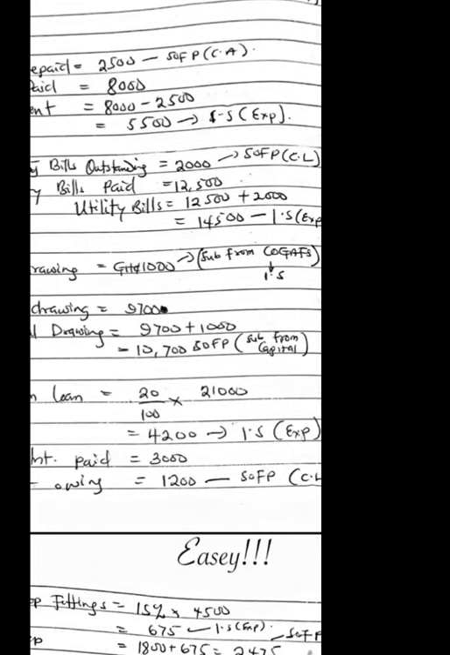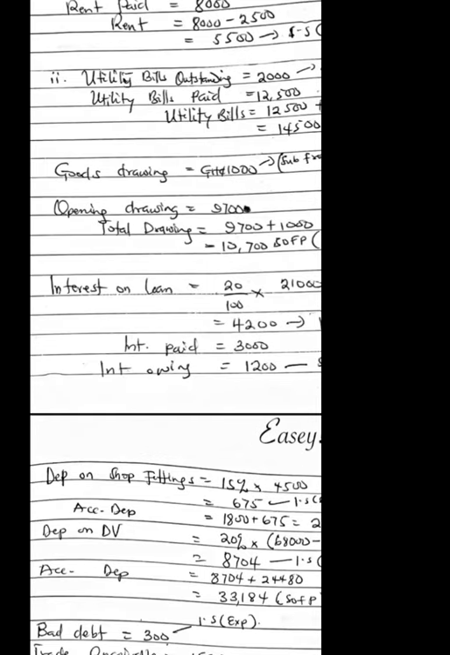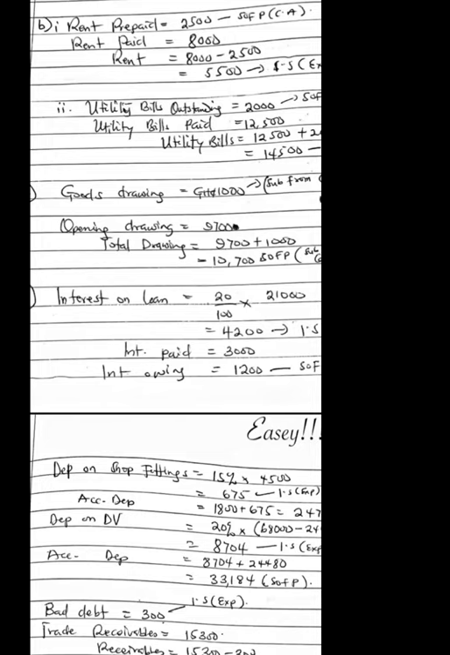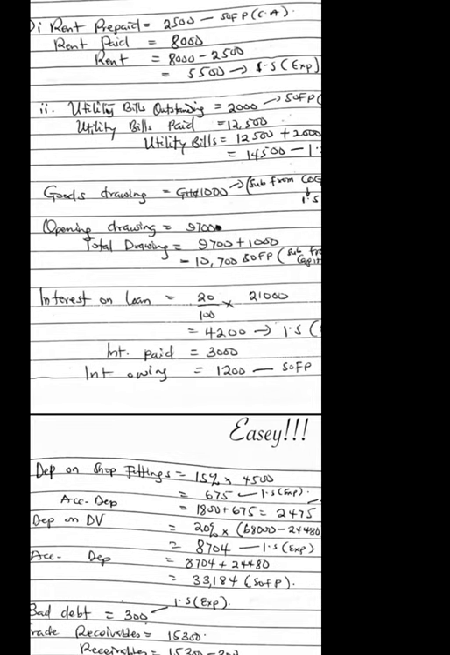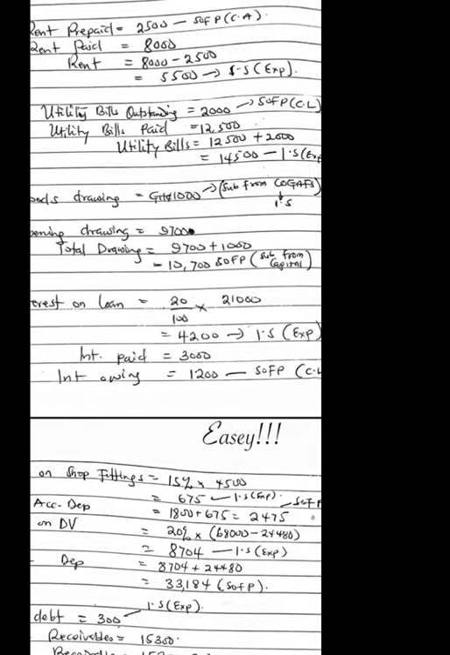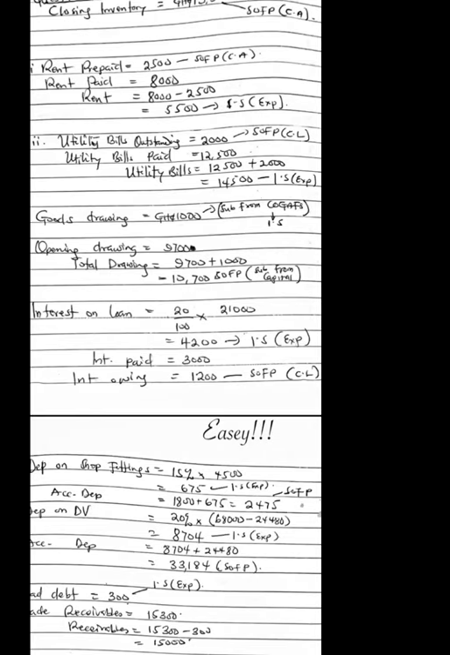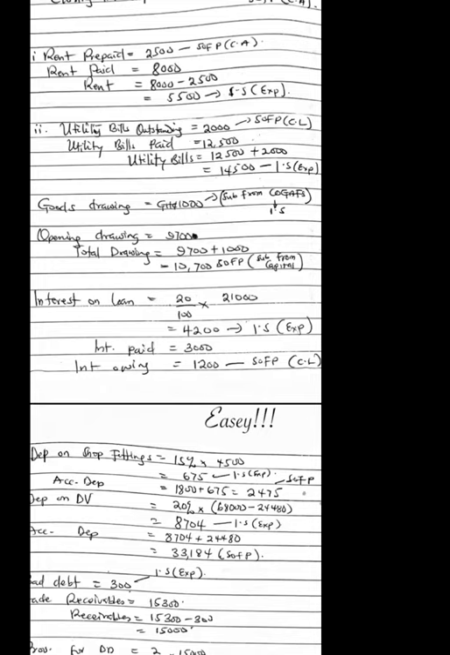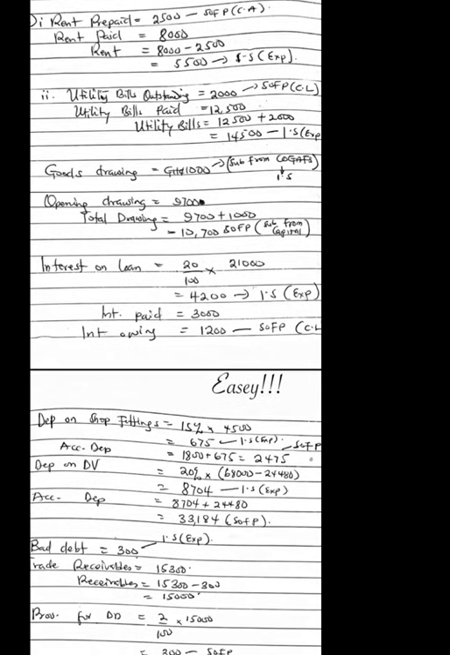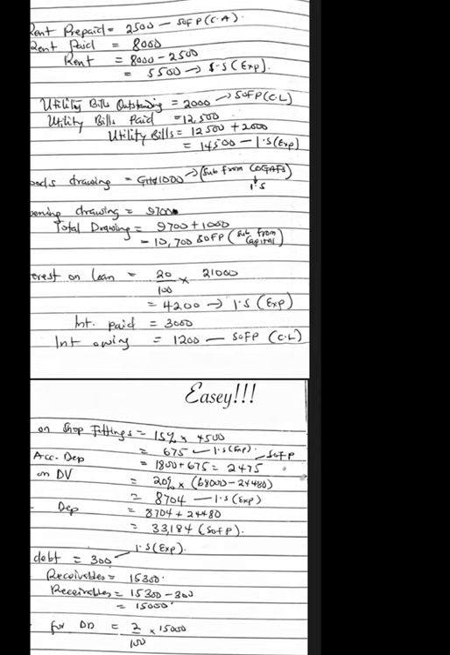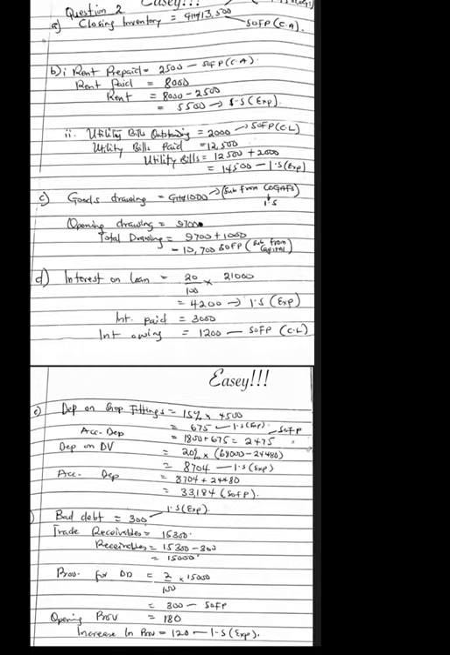And then we have interest on loan. Interest on loan is 20% of the bank loan. We have bank loan of 21,000, so 20% of 21,000 gives us 4,200. This is the amount we're supposed to pay for the year, but we paid 3,000, so we still have 1,200 to pay. The 1,200 will go to SOSP as current liability, and the 4,200 will go to income statement as an expense.